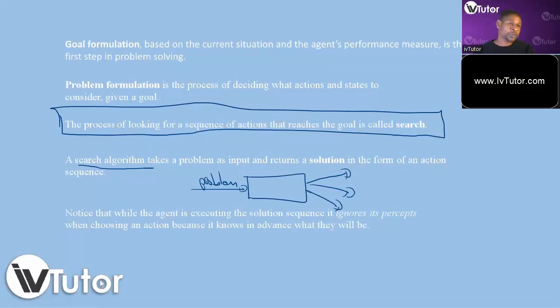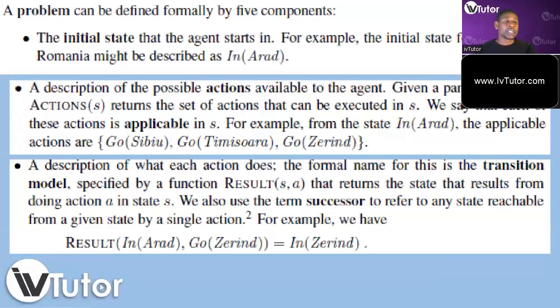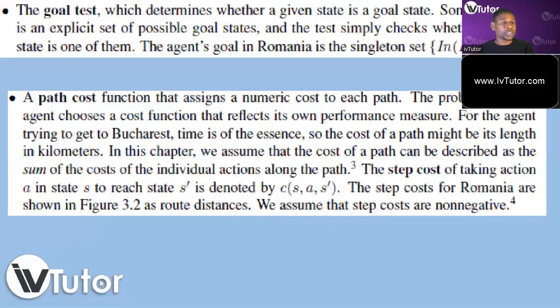So today we're going to be focusing mainly on uninformed searching. We define the problem into 5 components: the initial state, actions, transition model, goal test, and the path cost function, which we used in the questions that we responded to last time.